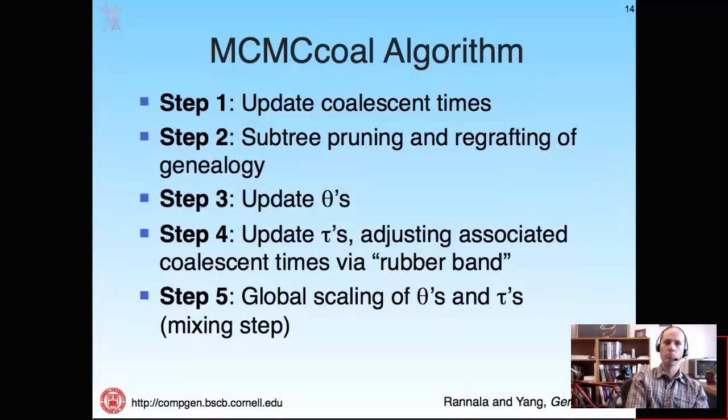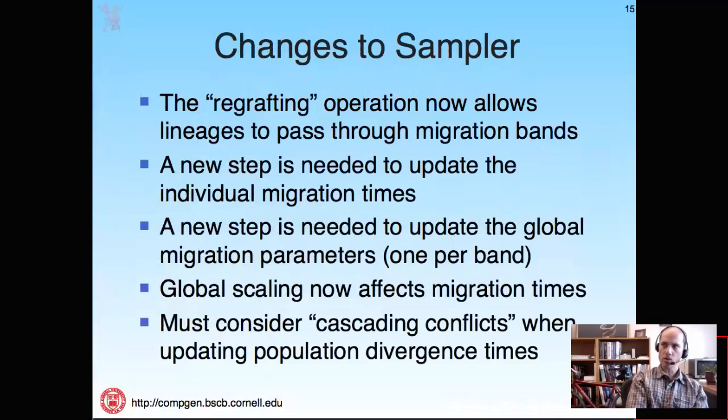Step 1 is a simple stochastic resampling of the individual coalescence times within each genealogy. Step 2 is a genealogy topology resampling step, and that's done by a subtree pruning and regrafting step. So what do you have to do when you accommodate migration? Well, the way we approached this problem was closely related to what's been done in some other work, most notably the IM and IMA programs by Jody Hey and his group.